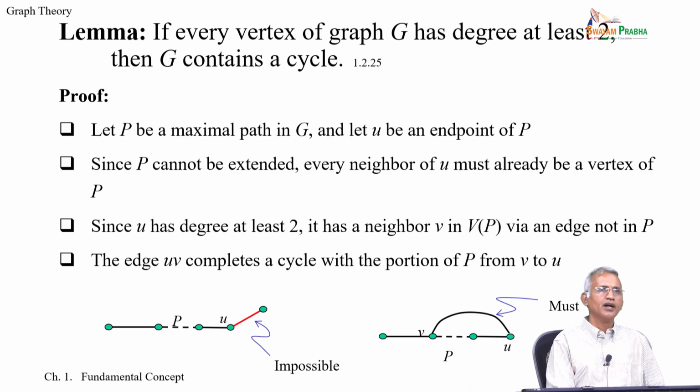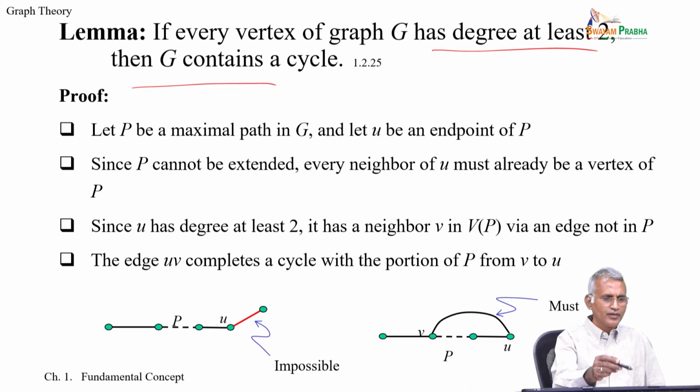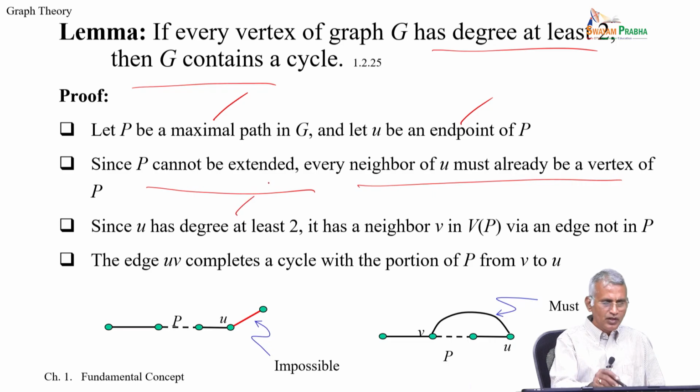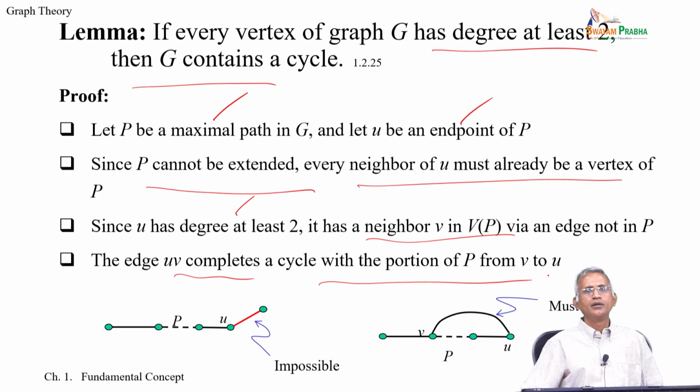Next, based on the lemma: if every vertex of a graph G has degree at least 2, then G contains a cycle. Proof: let P be a maximal path in G, and let U be an endpoint of P. Since P cannot be extended, every neighbor of U must already be a vertex of P. Since U has degree at least 2, it has a neighbor V on P with the edge UV not in P. Therefore, UV completes the cycle with the portion of P from V to U.